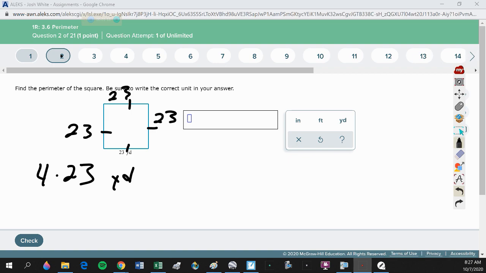Is it going to be yards to the second? I guess I don't know if it will. Yeah, you'd have to adapt it. I don't know that would work.